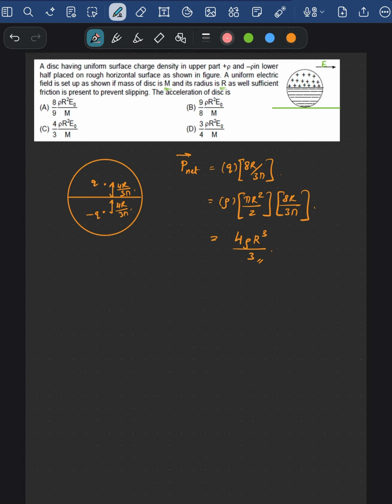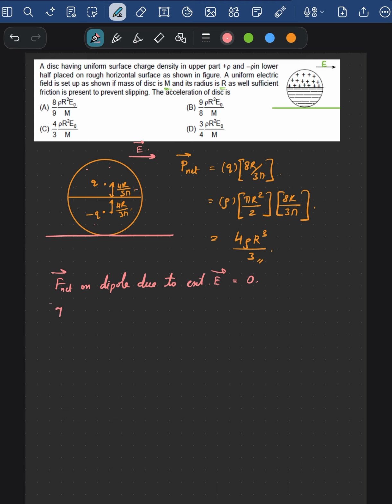And this disk is present inside a uniform electric field. It's on a rough surface and is present inside a uniform electric field, right? So because it's a dipole, the net force on the dipole due to the external electric field, which is uniform as well, will be equal to 0. So there will be force acting on each plus q and minus q. But the net force acting on the dipole due to this external electric field will be equal to 0.